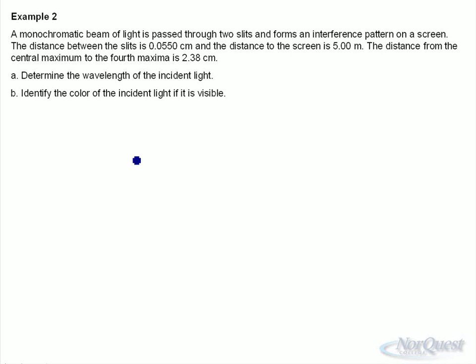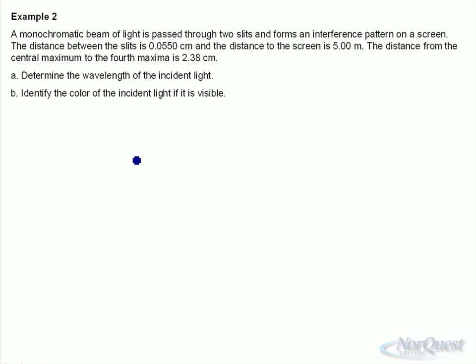Let's look at a second example of diffraction. A monochromatic beam of light passed through two slits forms an interference pattern on the screen. The distance between the slits is 0.0550 centimeters. The distance to the screen is 5 meters. The distance from the central maximum to the fourth maxima is 2.38 centimeters. Determine the wavelength of light, then identify what color it is.